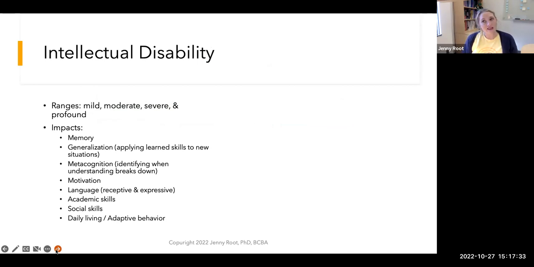So intellectual disability is the next disability I want to talk about. It is determined based on an IQ test. I could go on a whole tangent about how they are flawed and come out of a racist and eugenics history, but they are what we have right now. And I'll put some of those resources in if you're interested in learning more when I share the presentation resources.